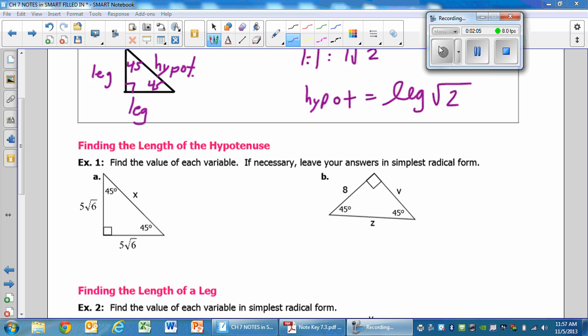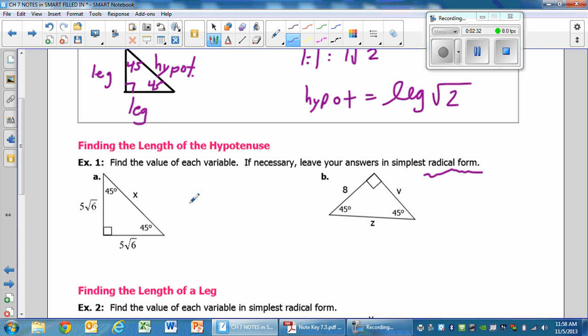And remember, you can pause at any time if you need to write something down at home. So let's look at this example. Find the value of each variable. If necessary, leave your answers in simplest radical form. That's why we were practicing our radicals last week. So we have a 45, 45, 90, so we know this theorem's going to work. And it says find each variable.